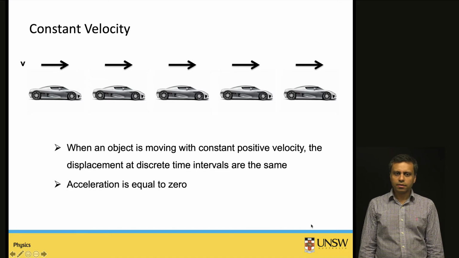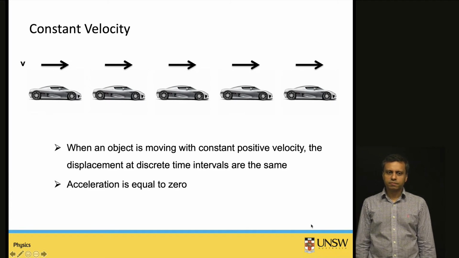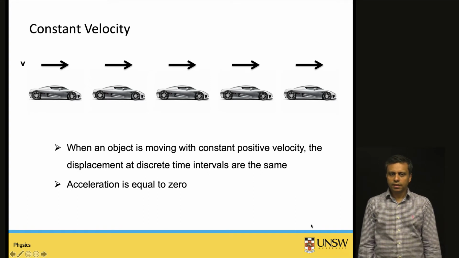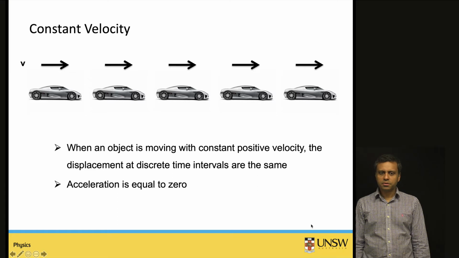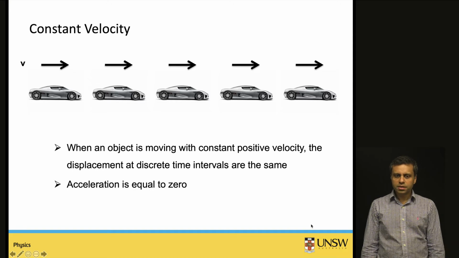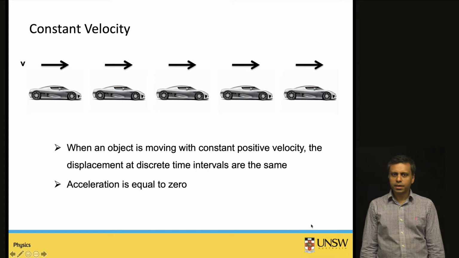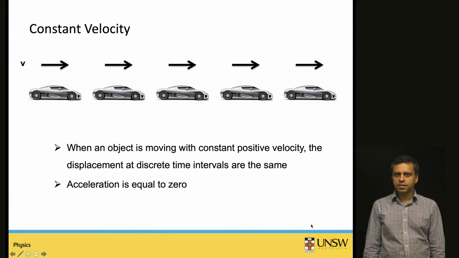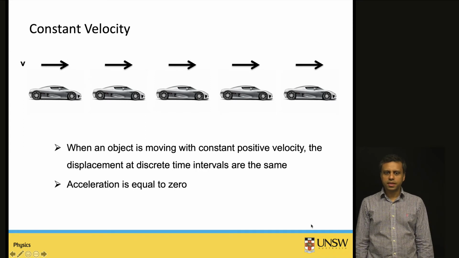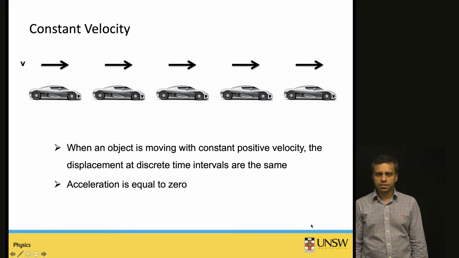First, a case of constant velocity. So you see a car traveling at constant velocity represented by these vector arrows, and notice that the arrows are of the same length. They don't change in size. That means the velocity is constant. So when the velocity is constant, what is the acceleration? Acceleration is given by change in velocity over change in time, and the velocity is not changing over time in this case. So the acceleration is equal to 0.